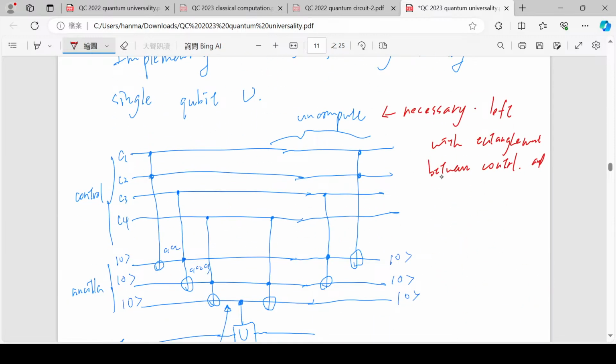So if you don't uncompute, you have entanglement between control and NC-la. So, yeah. Uncompute. Okay, so that's something important.